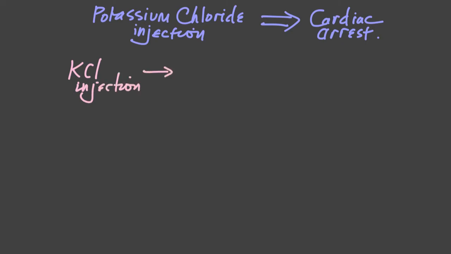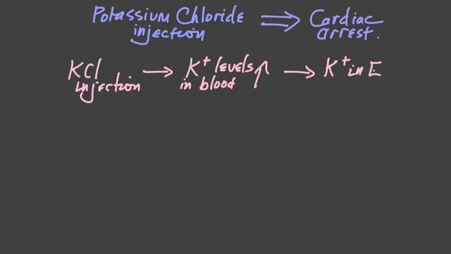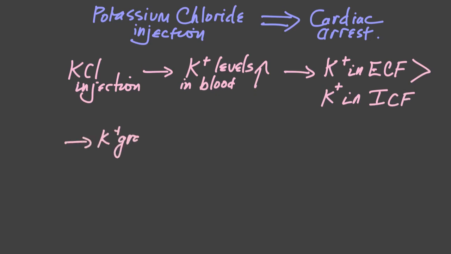action potential. So when a potassium chloride injection is given, the levels of potassium in blood increase because that's where it ends up. The potassium ends up in the blood. So the potassium levels in the extracellular fluid, ECF, is greater than potassium in the intracellular fluid, or ICF. This is the opposite of what it is normally, because we all know that there is much more potassium inside the cells than outside. Therefore, as a result of the potassium chloride injection, the potassium gradient is completely disrupted.